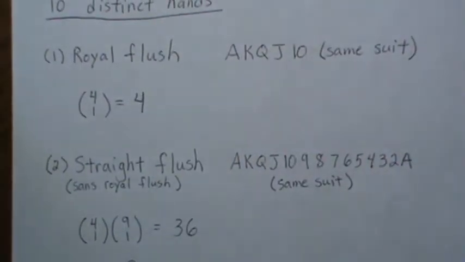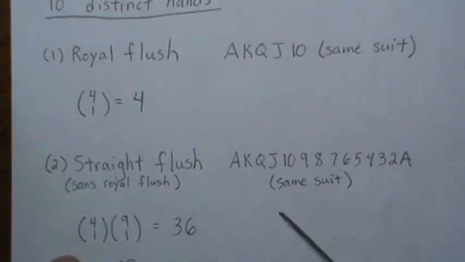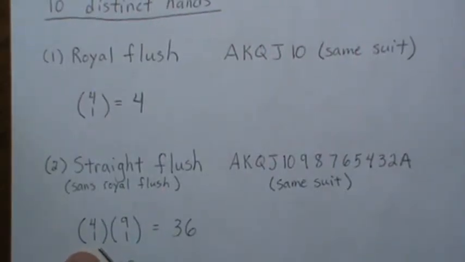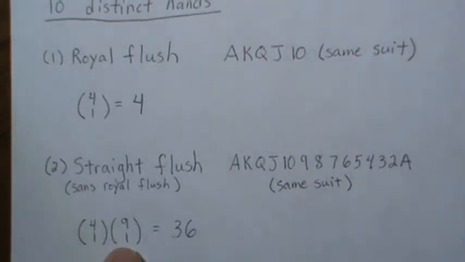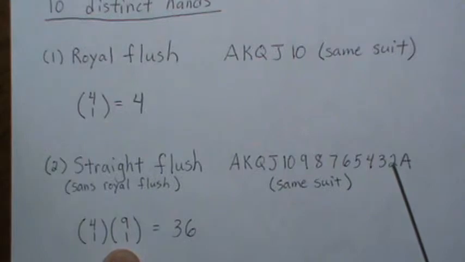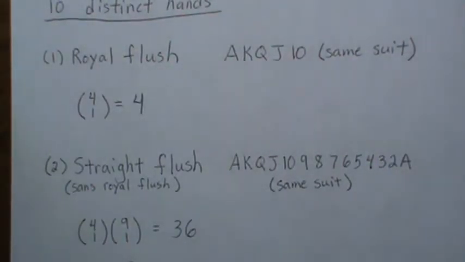The way to calculate this is you randomly pick a suit, so 4 choose 1, and then you randomly pick one of the 9 different ways to have a straight, and that's 9 choose 1. So there are 36 different ways to have a straight flush.